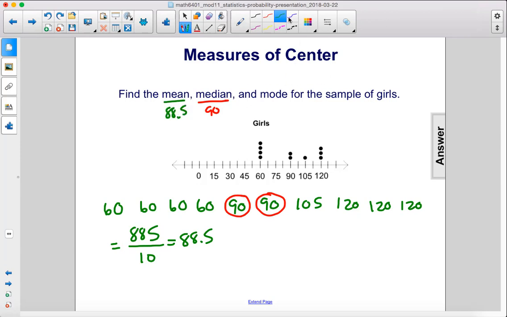And the mode here will be whichever number is seen the most often. So 60 is going to be the mode because we have 4 girls that text for 60 minutes a day, which is the most. So there's our answers.